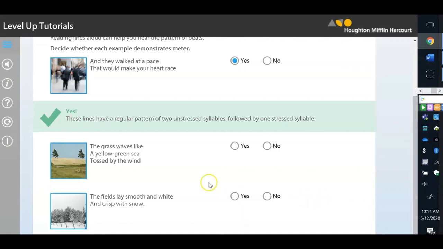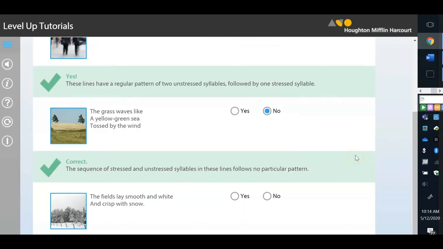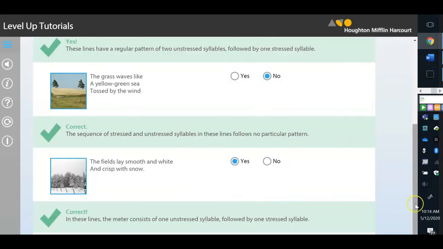How about the next one? The grass waves like a yellow-green sea tossed by the wind. Is there meter in that stanza? If you selected no, you're correct. The sequence of stressed and unstressed syllables in these lines follows no particular pattern. Let's look at the final one. The fields lay smooth and white and crisp with snow. Does this have meter? If you selected yes, you're correct. In these lines, the meter consists of one unstressed syllable followed by one stressed syllable.